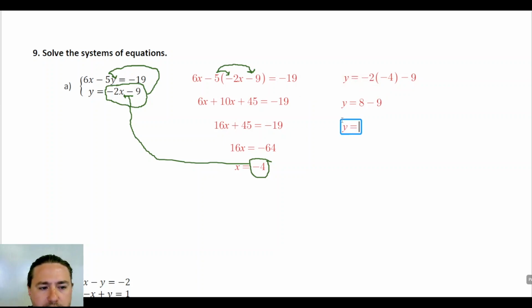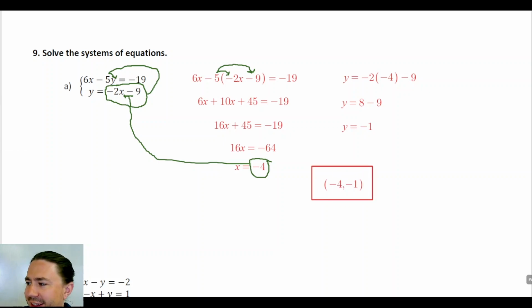So the coordinate where these two lines cross, which is going to represent the solution here, is going to be negative 4, comma, negative 1. So we want to write it as an ordered pair, negative 4, comma, negative 1. And there's the solution to 9a. Let's take a look at the next one.